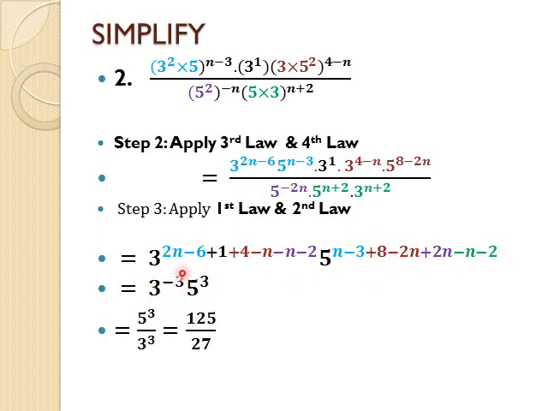I must write my final answer with a positive exponent. So 5 cubed gives me 125. 3 to the power negative 3 becomes 3 cubed. And that gives me 27. So my final answer, 125 over 27.